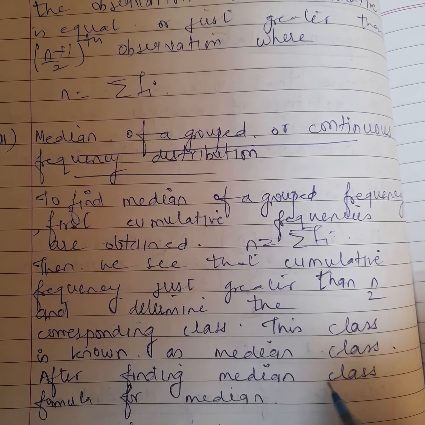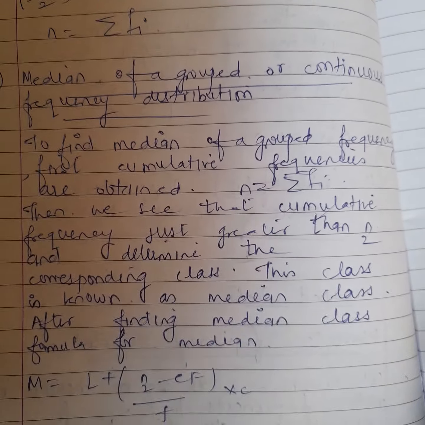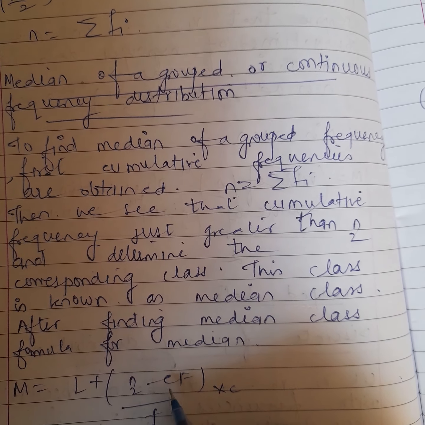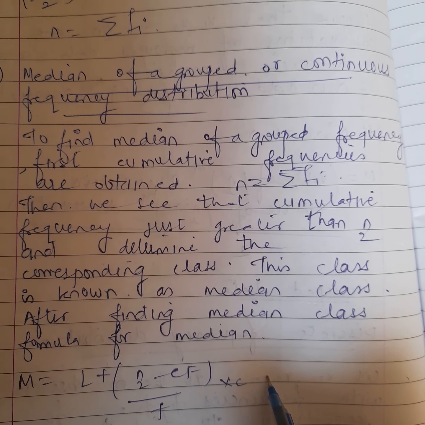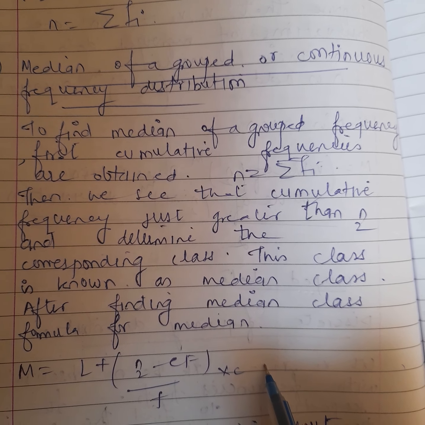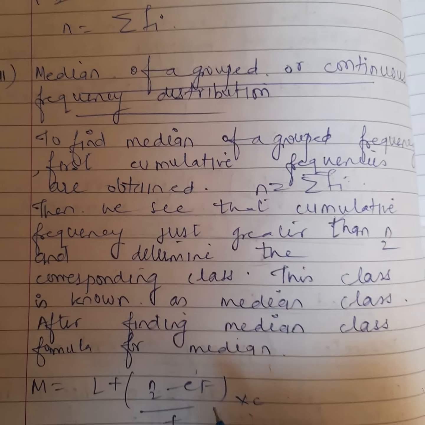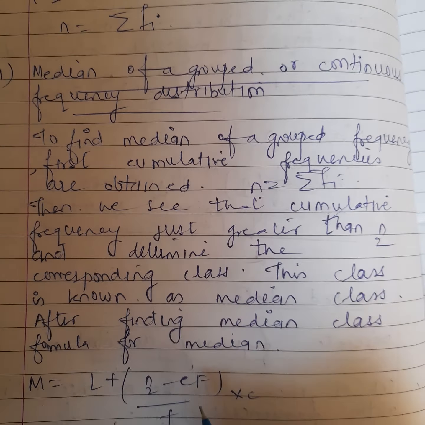After finding the median class, we use the formula m equals L plus ((n by 2 minus cf) upon f) into c. This formula we have already learnt in the lower class, that is 10th standard, so we'll make use of it. What is L? L is the lower limit of the median class. N is the number of observations, or summation of fi.